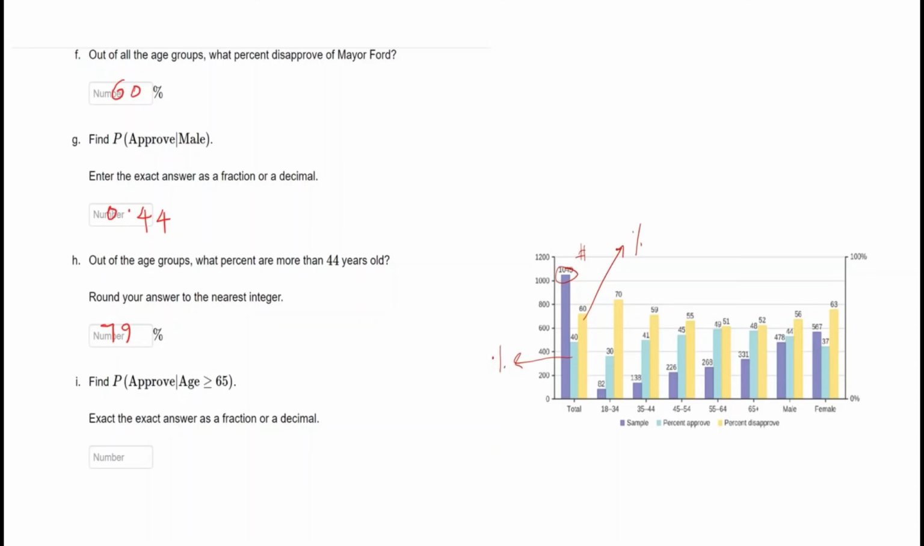And in part I, we have to find the probability that the elections are approved by the people of age bigger than or equal to 65, and we see that the set of bars that represent 65 plus has the approval rate of 48%. So the probability should be 0.48.